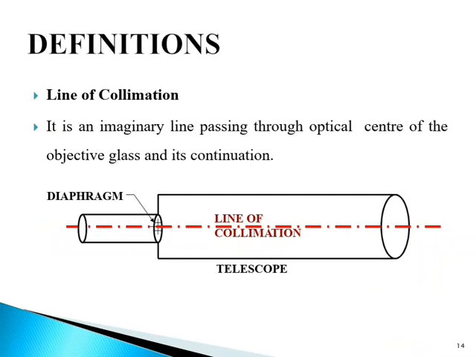Next is the line of collimation. It is an imaginary line passing through the optical center of the object glass and its continuation. You can see it in the image. The line of collimation is here. You can see the diaphragm of the telescope here, and here is the whole arrangement of the telescope. So the line of collimation will be this one, the red one.